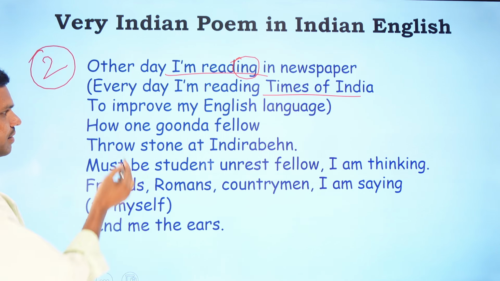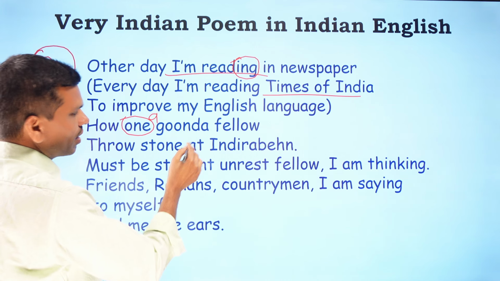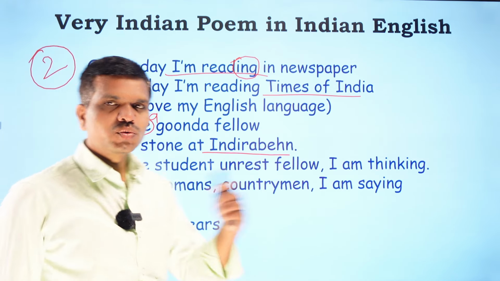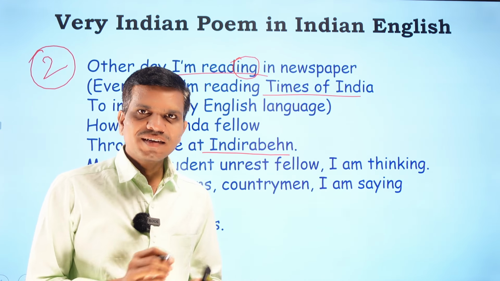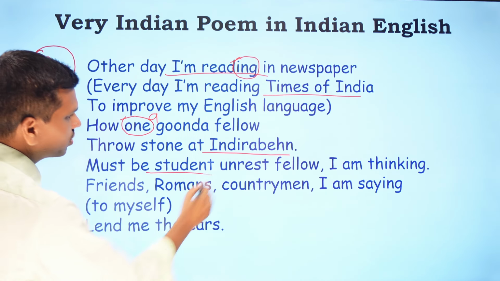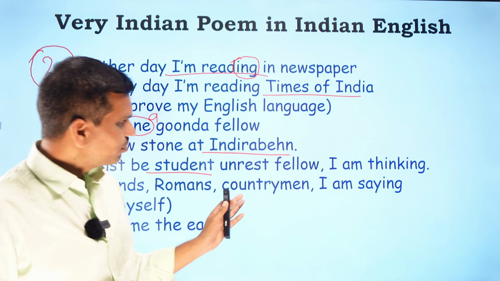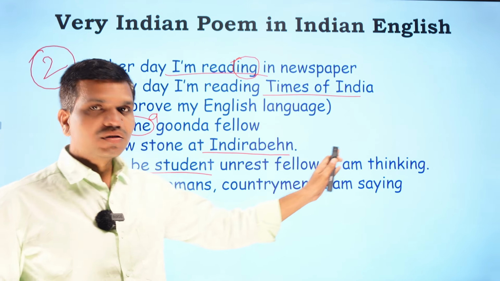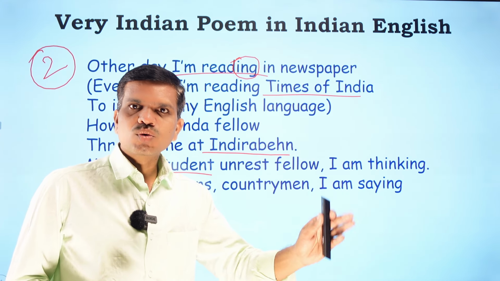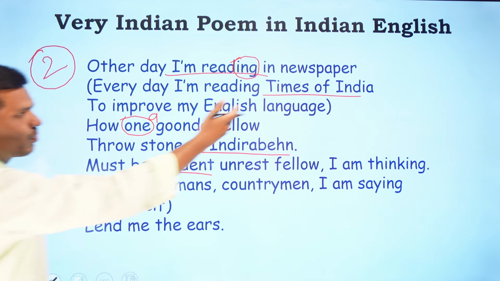What did he read? He read how one Gunda. Now here he uses one instead of a. So a Gunda or one Gunda fellow throw stone at Indira Ben. Now this might be a reference to the then Prime Minister of India, Indira Gandhi, and he says that the fellow might be student unrest, or some unhappy events happened with the students. He is not sure about that student or that fellow Gunda, but someone has thrown a stone against Indira Gandhi, and he read it in the newspaper called Times of India.